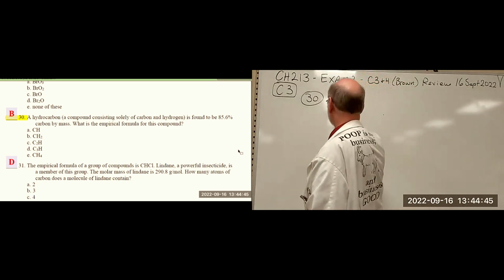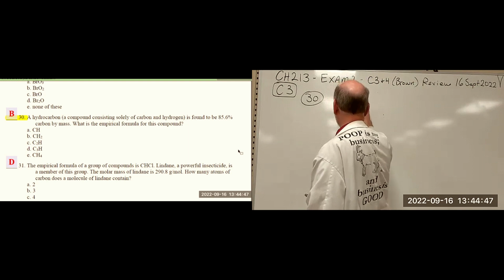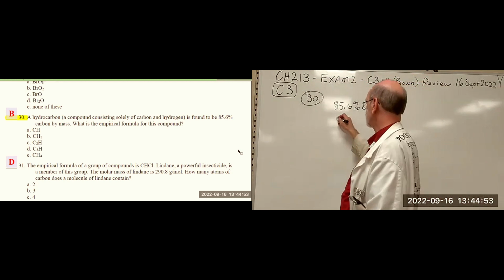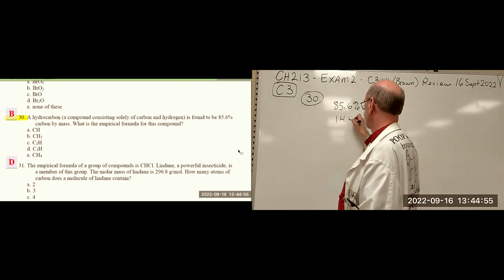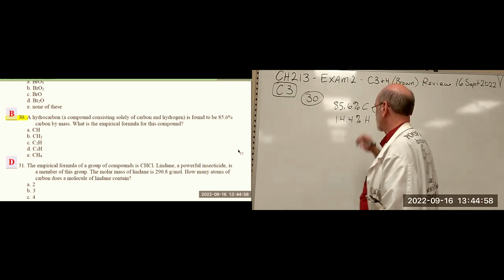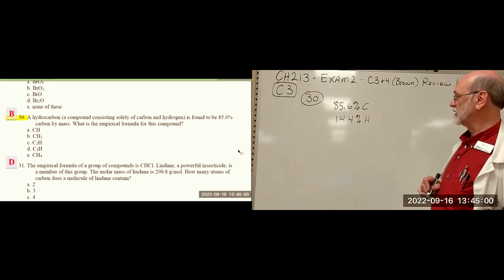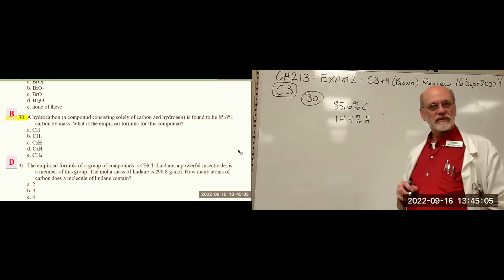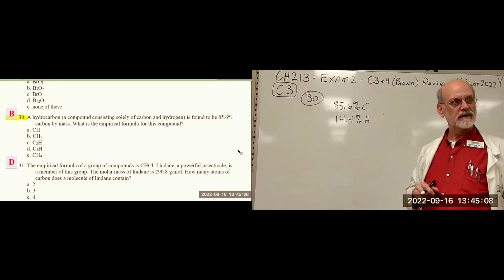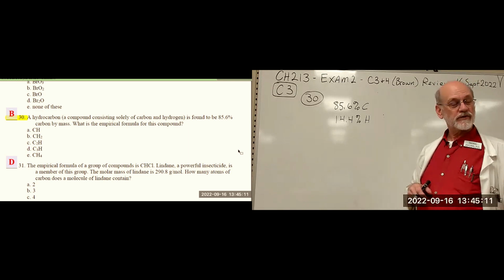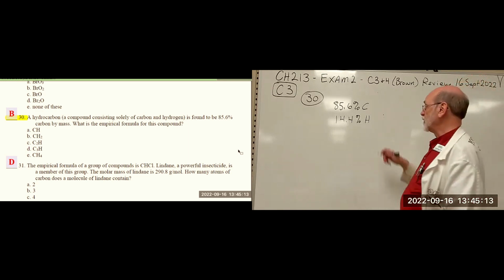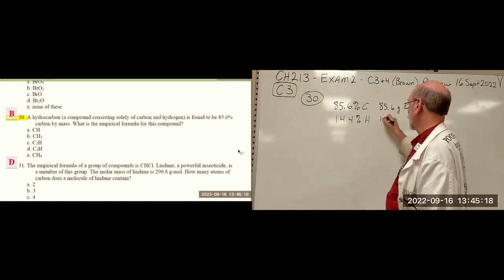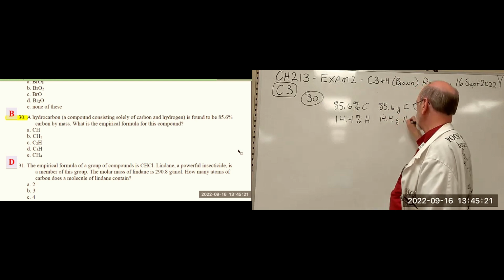85.6% carbon. So how much hydrogen is in that sample? That adds up to 100? Okay. So now what do we have to do? We're going to do the empirical formula. We have to assume we have a 100-gram sample. If we have a 100-gram sample, then 85.6 grams of carbon and 14.4 grams of hydrogen.